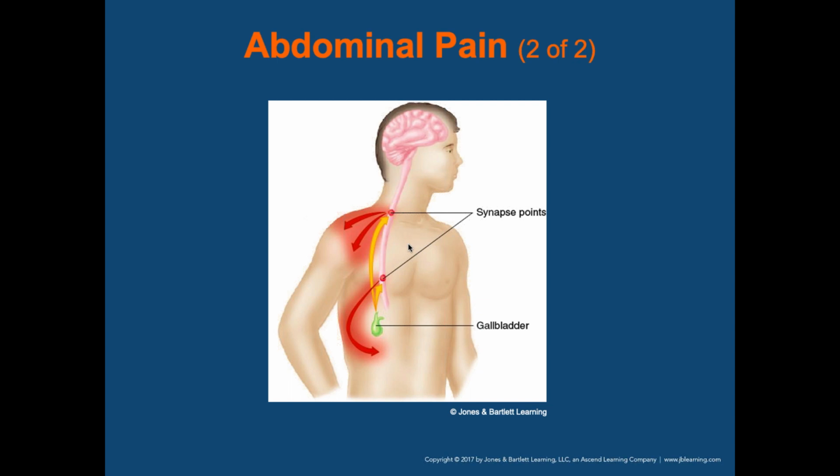So if we have gallbladder pain, that can refer to the right shoulder, because the pain is then transferred through the autonomic nervous system, through the spinal cord, and says, okay, this is going to hurt here if we have this. Does that make sense for referred pain?